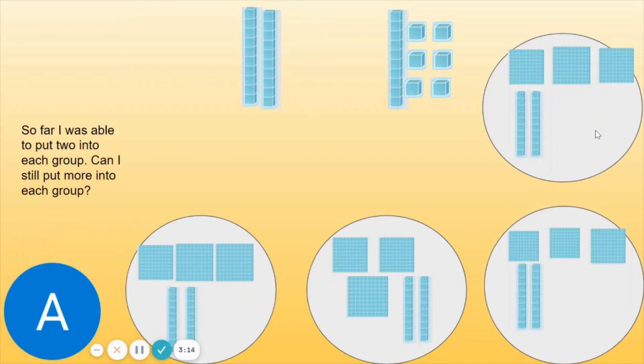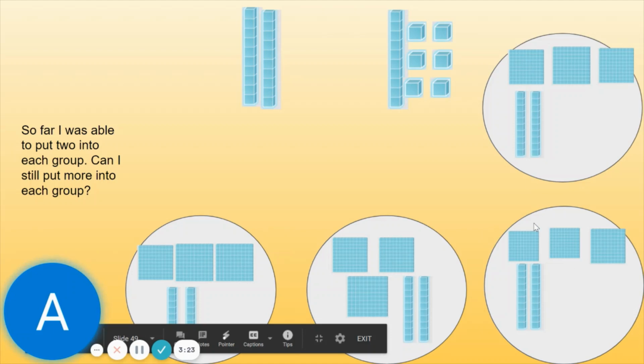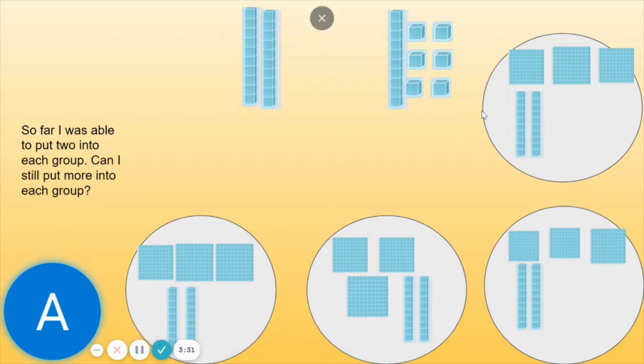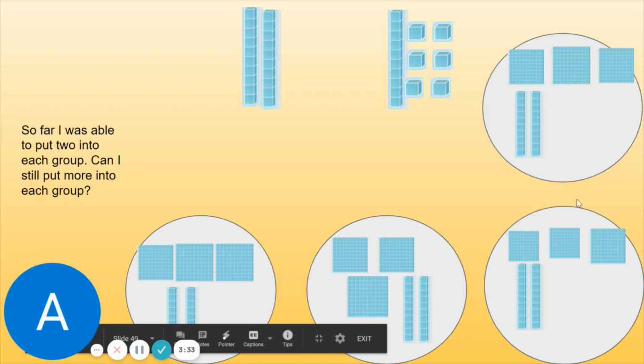Well, let's see. So far I was able to put 2 into each group. Can I still put more into each? Because I had a total of 1, 2, 3, 4, 5, 6, 7, 8, 9, 10, 11. I was able to put 2 into each group equally. Will I be able to put any more into each group? I only have 3, but I have 4 groups. Will I be able to put into each group equally?